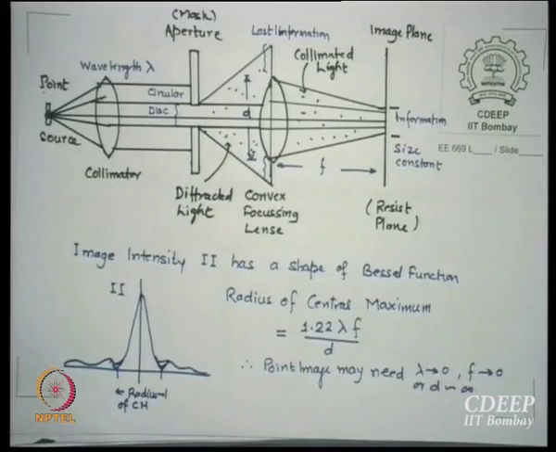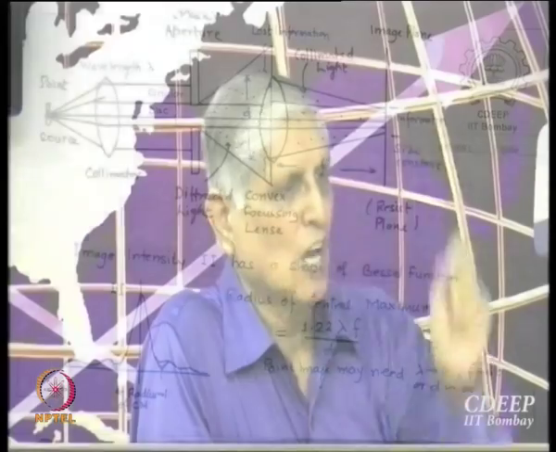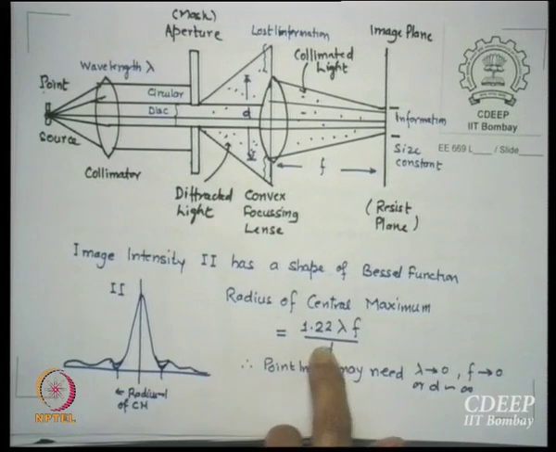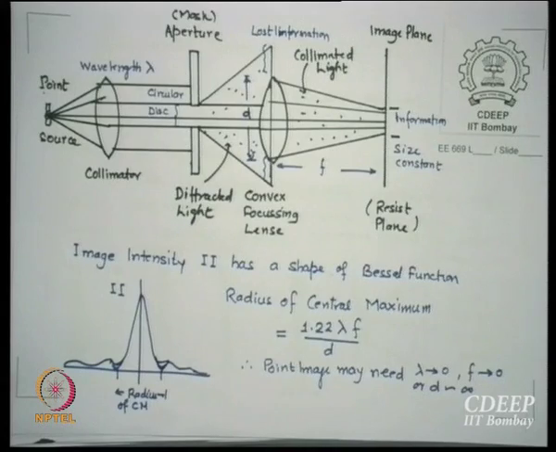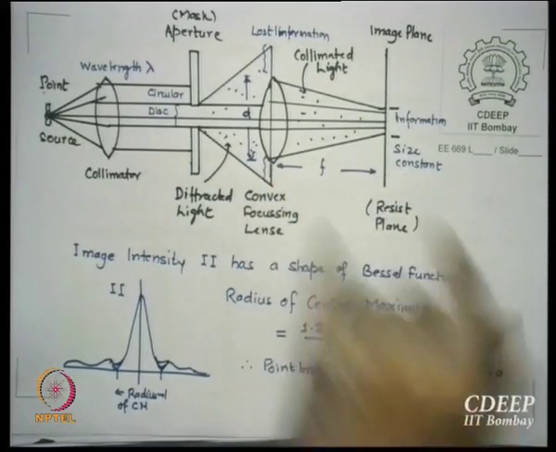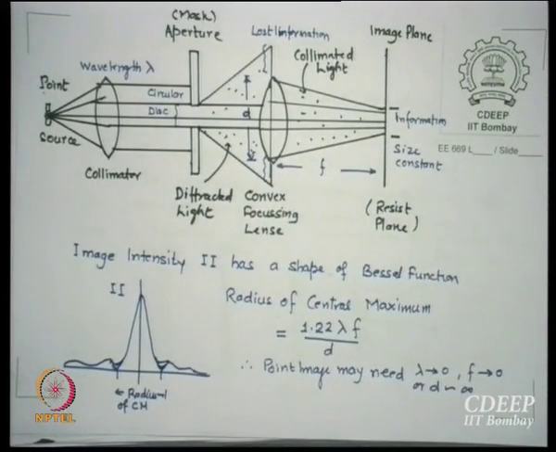What are we really looking for? All intensity sharply available to you, maximum intensity. So if this is smaller, it is even better. So we find the radius of central maximum is 1.22 lambda f by d, where d is the diameter of the lens, f is the focal length, lambda is the wavelength of the light used.